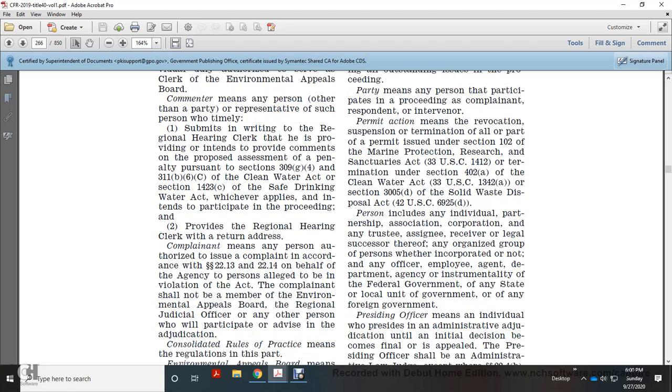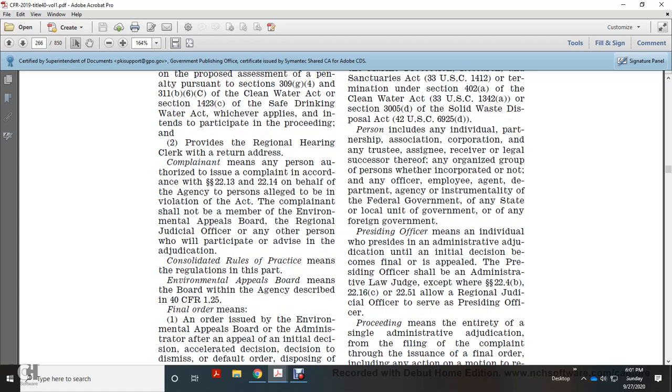Person includes any individual, partnership, association, corporation, trustee, assignee, receiver, or legal successor thereof, any organized group of persons, whether incorporated or not, and any officer, employee, or agent of the foregoing, including any agency or instrumentality of the federal government or of any state or local unit of government, or any foreign government. Presiding officer means the individual presiding in the administrative adjudication until the initial decision becomes final or is appealed.